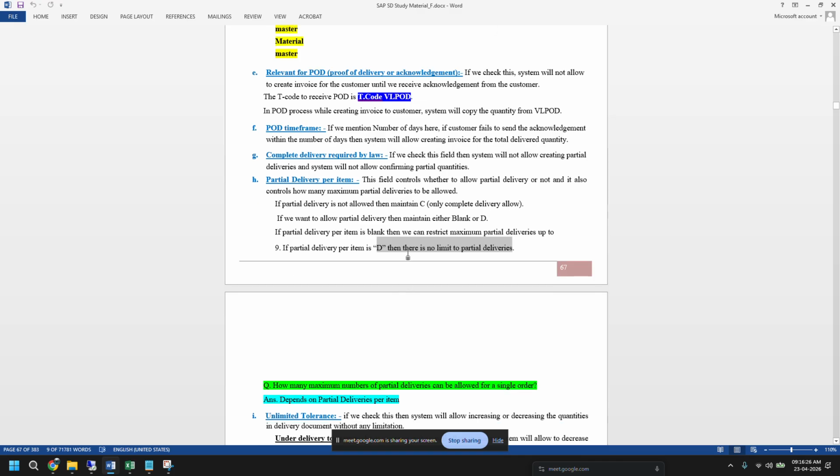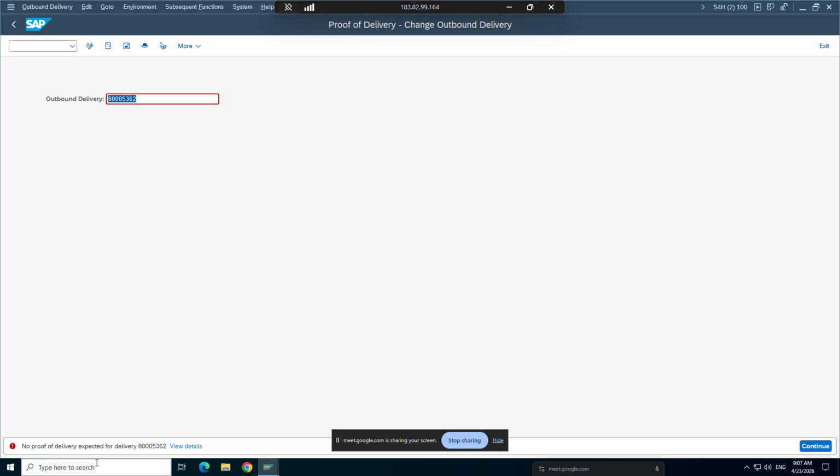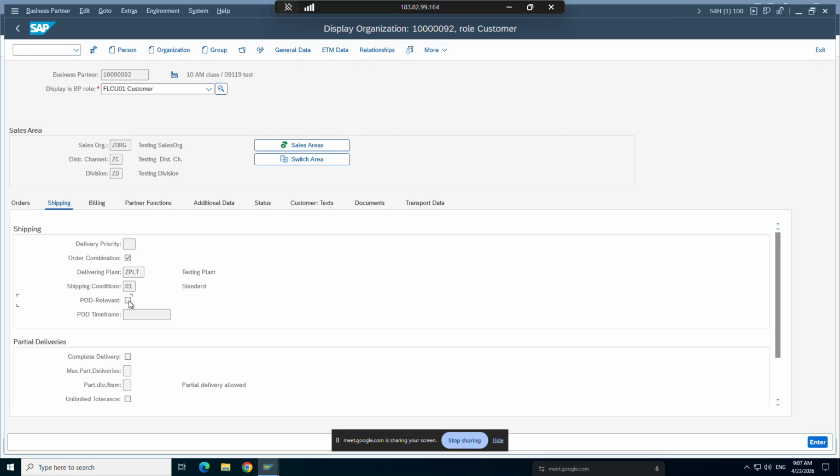And for maximum delivery, I think it's also available. If you maintain D here, the system will allow maximum, meaning no limit. And POD is not mandatory every time. If you put this checkbox for this customer, then whatever delivery you create for this customer, that delivery will be POD relevant only.